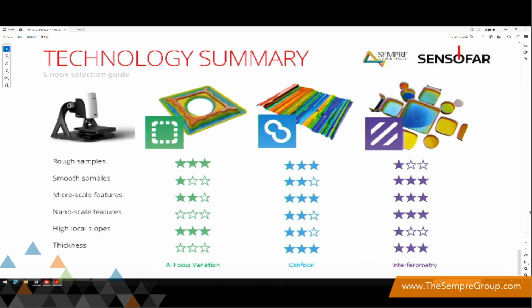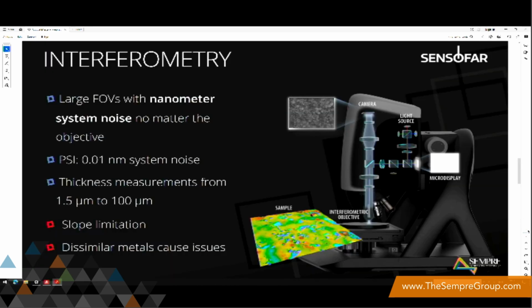So when we go on to the specifics of these surfaces, we can see that the interferometry setup has a nanometer system noise. No matter the objective, whether that's a 10x, a 50x, we have the same system noise on those objectives. The PSI setup has a 0.01 nanometer system noise, which is incredible when you're talking about roughness measurement. And we can also measure thicknesses from the ranges of 1.5 microns to 100 microns.